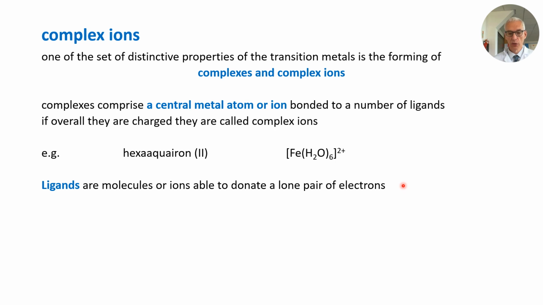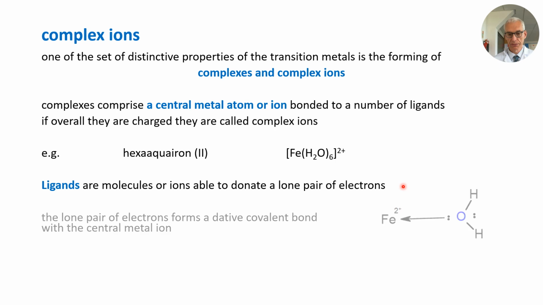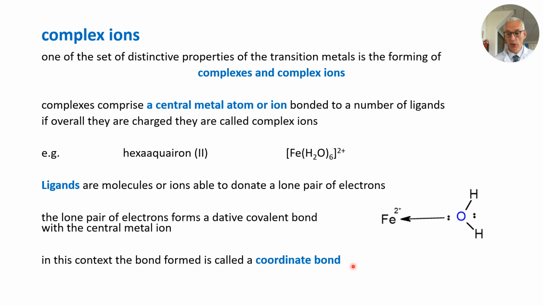Ligands are molecules or ions able to donate a lone pair of electrons. That means they're able to form a dative covalent bond to the central metal ion. So here's our water molecule acting as a ligand. A lone pair is donated to the central metal ion. In this context, this dative covalent bond is called a coordinate bond and will be referred to as such throughout this lesson.